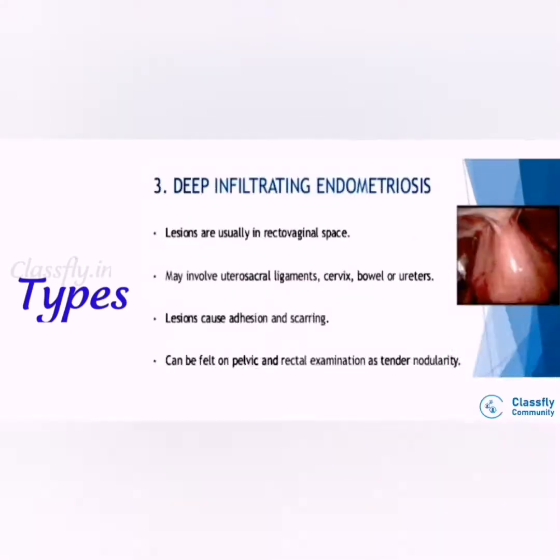Third type is deep infiltrating endometriosis. The lesions are usually in the retrovaginal space, and may involve the uterosacral ligament, cervix, uterus or bowel. The lesions are adhesion and scarring.